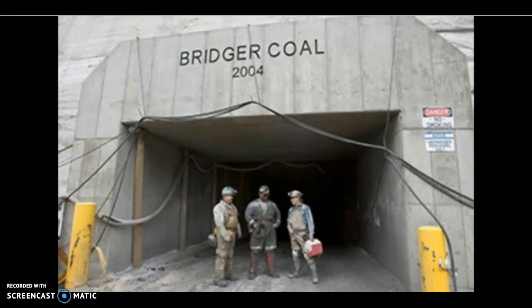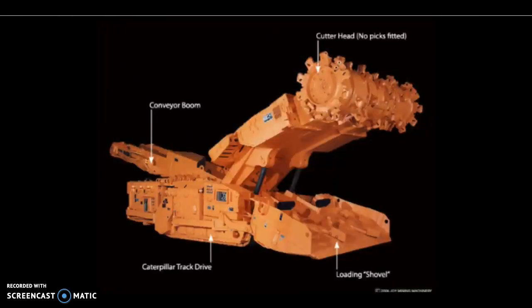And they use other types of machinery, such as a continuous miner, which will be shown later. This is a continuous miner. This is a tool mainly used in underground mining.